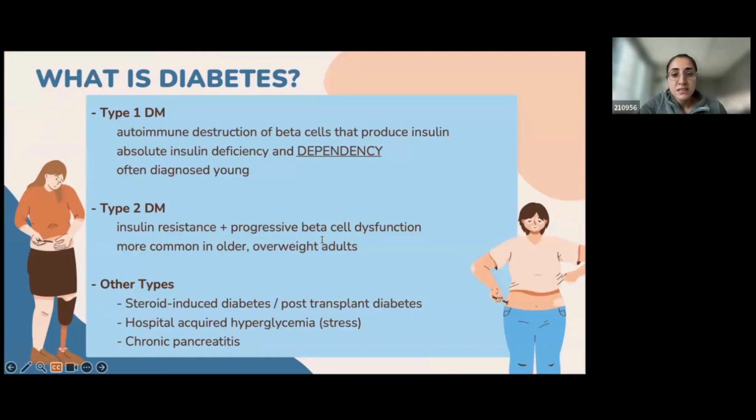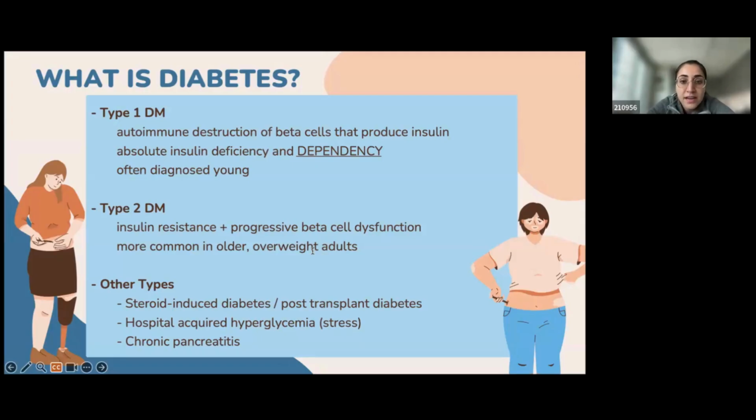So diabetes, as we know, is a chronic condition characterized by elevated blood glucose levels due to defective insulin production, insulin action, or both. Type 1 is mostly autoimmune. It's characterized by the immune system attacking the insulin-producing beta cells in the pancreas, and that results in an absolute insulin deficiency. So the patients are typically dependent on insulin for survival.